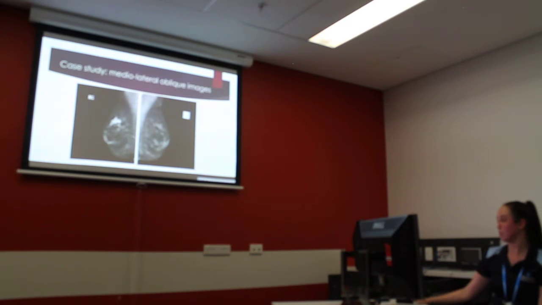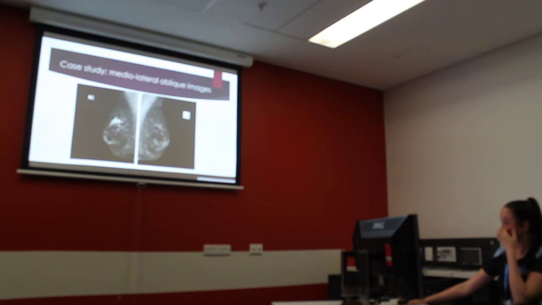So after looking at these two projections, it is evident that a lesion is located in the upper outer quadrant of the right breast. So it appears to have irregular margins and causing architectural distortion. Highly suspicious of a malignant lesion.